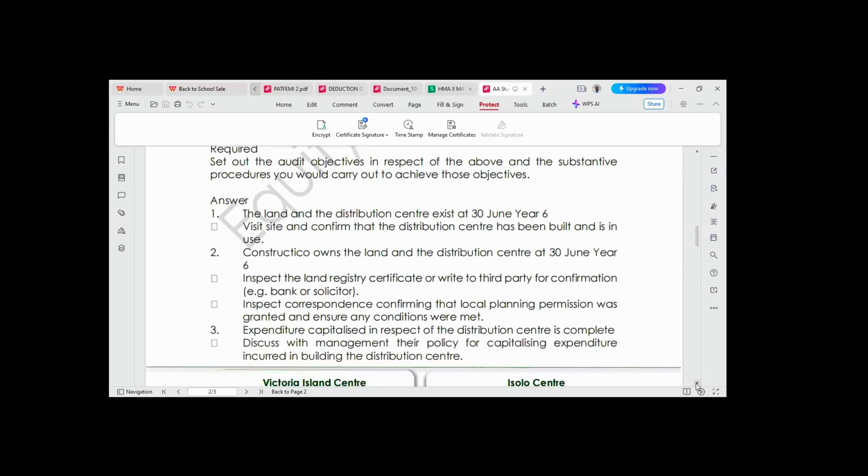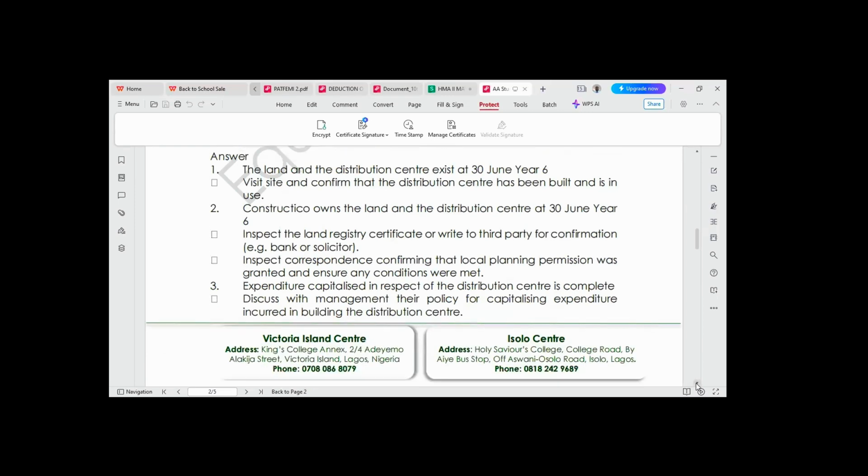Then the auditor, in the course of that, will also discuss with management their policy on capitalizing expenditure. That's what I just said. Okay, incurred in building the distribution center. It's not all the cost. So, for instance, let me give you an instance so that you understand. I like to be very practical most times when I'm teaching. Now, let's say you're building this distribution center. The cost of cement will be capitalized. Do you understand? Then this one will not be capitalized.